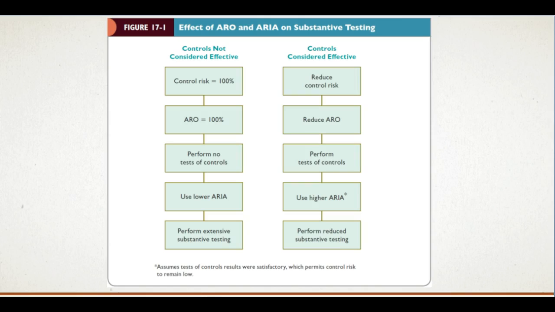In contrast, when internal controls are assessed by the auditor to be ineffective, an acceptable risk of over-reliance is established at 100%, and the acceptable risk of incorrect acceptance is then lowered by the auditor. The auditor also will perform extensive substantive testing and no test of controls. You can find figure 17-1 on page 569 of your textbook.